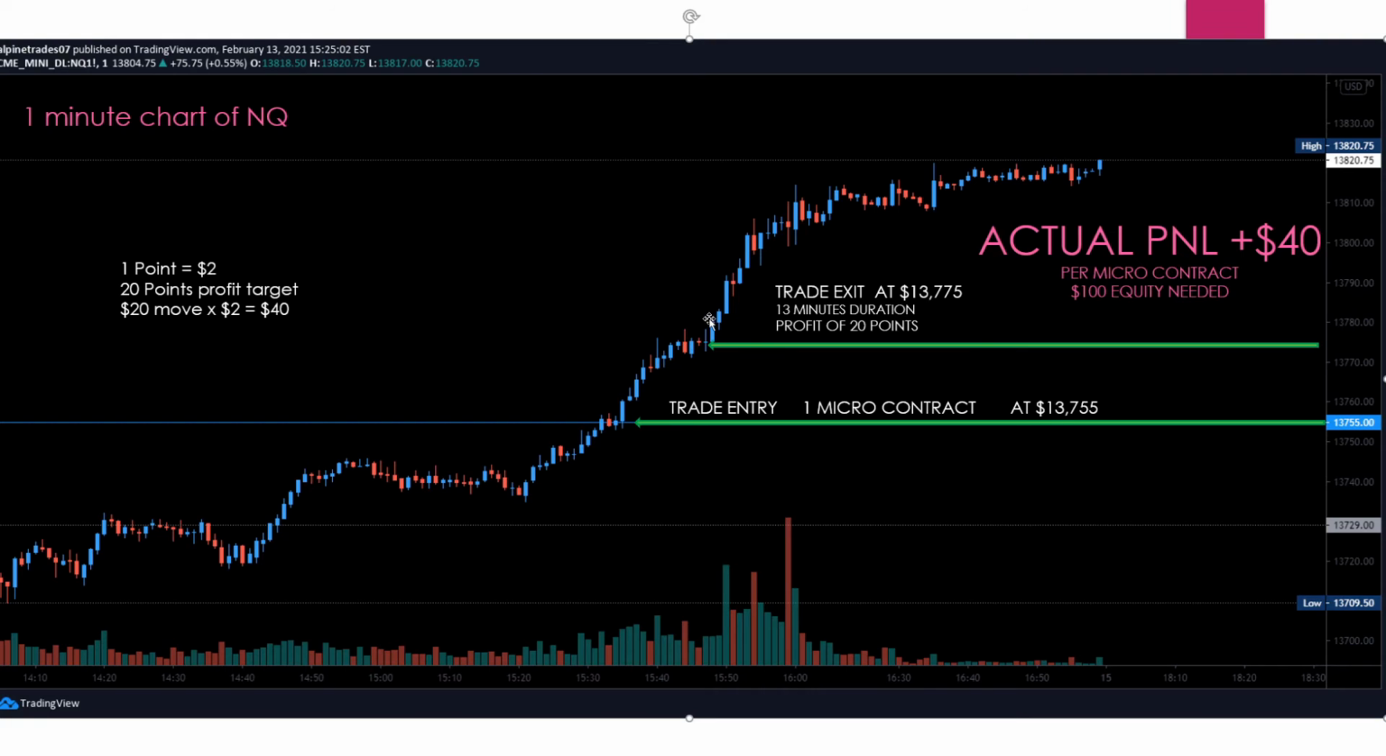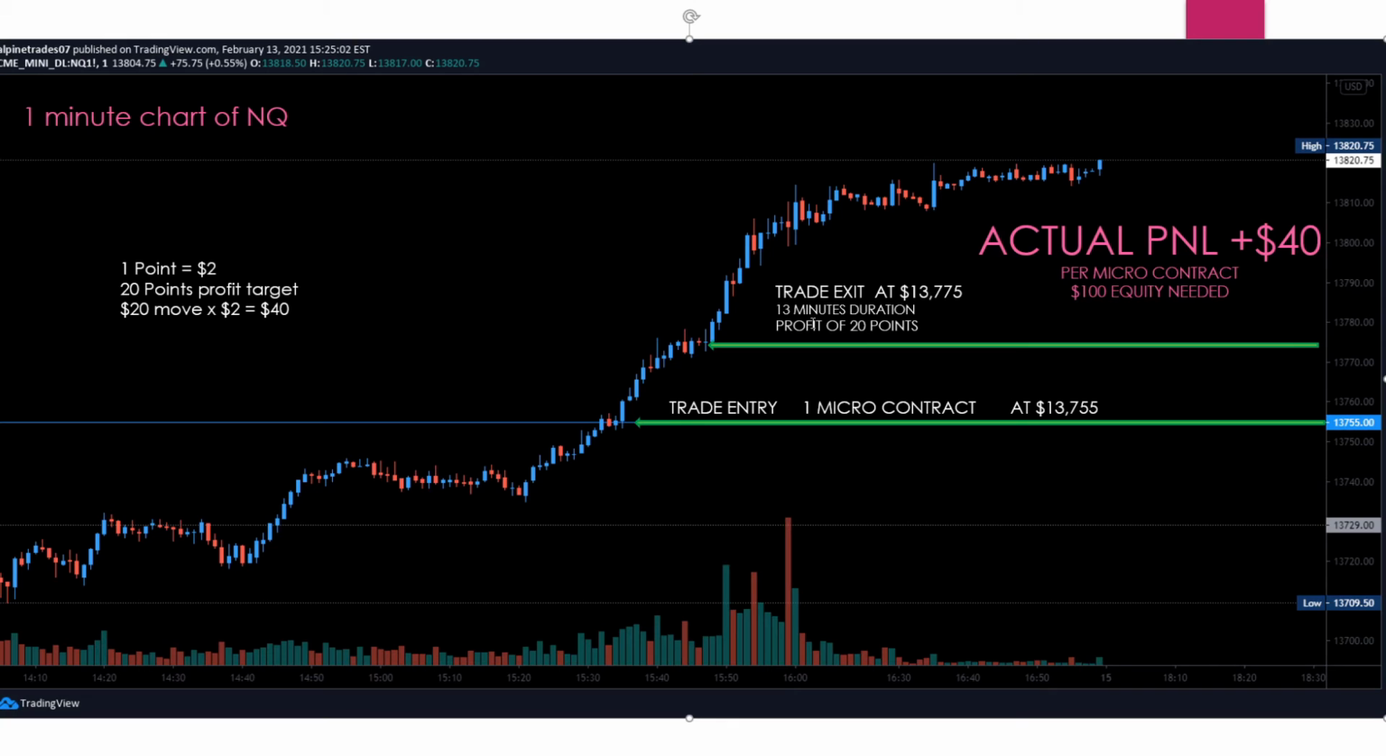Every single candle here is 1 minute. So let's say we enter into a trade with the micro contract at $13,755. We write it up, and let's say we get out here at $13,775. Again, I'm not talking about any strategies, but let's say we did sell it here. We made 20 points of profit on the NASDAQ.